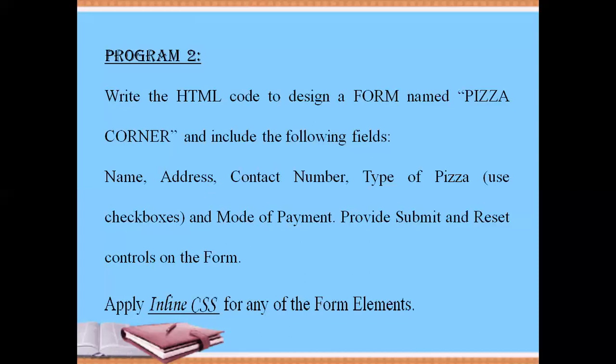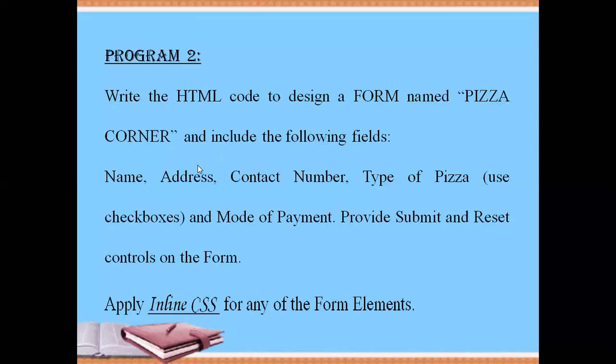Next is the contact number. Type of pizza. Here we will be using checkboxes. And mode of payment. How you are making the payment. You can give options. Provide, submit and reset controls on the form. Two buttons will appear and you can apply inline CSS for any of the above form elements. So earlier program we had seen how to apply in the text boxes. Now we will see how to apply in the table.